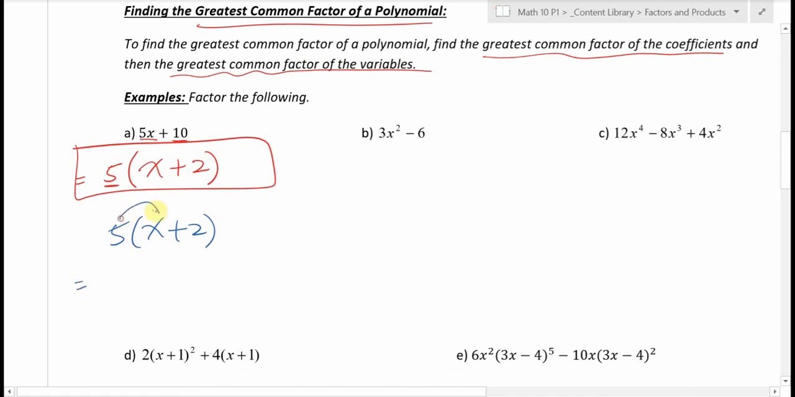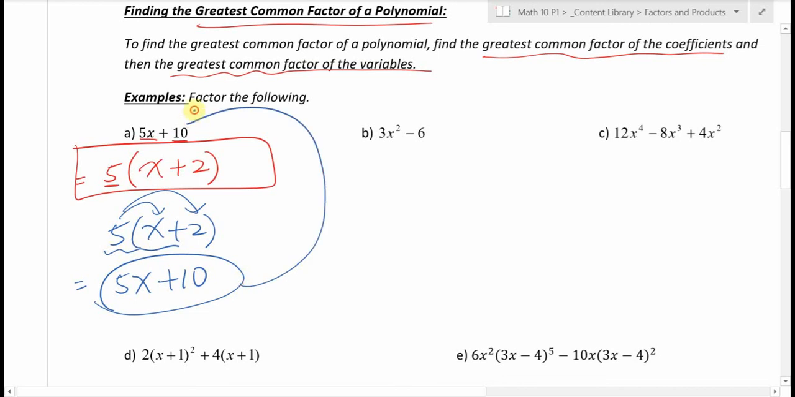And if we were to expand this, we would need to distribute. So then that's 5 times x, that's 5x. And then that's 5 times 2, and that's 10. And you can see if you expand this expression, that's exactly what we have there. Okay, so that's what I'm saying.